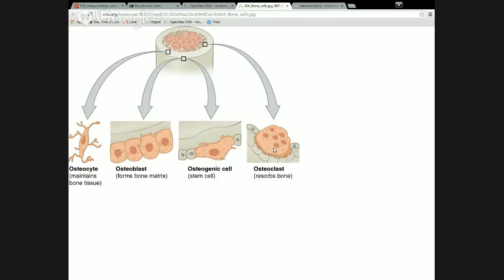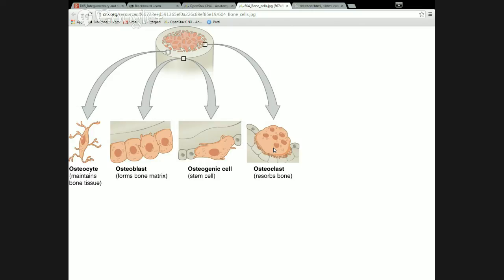When someone has osteoporosis, I think it's either the osteoclasts are working too hard and taking apart the bone, or the osteoblasts are not working well enough and building it back up. I can never quite remember exactly what's going on there.